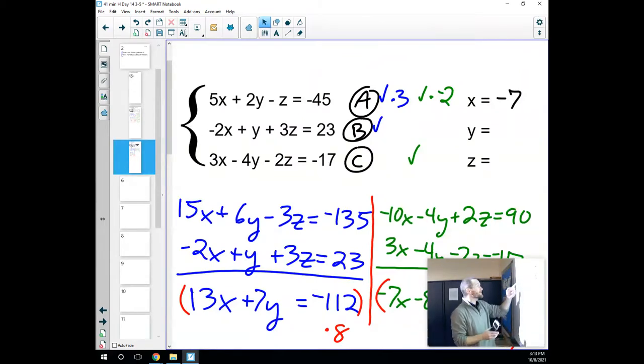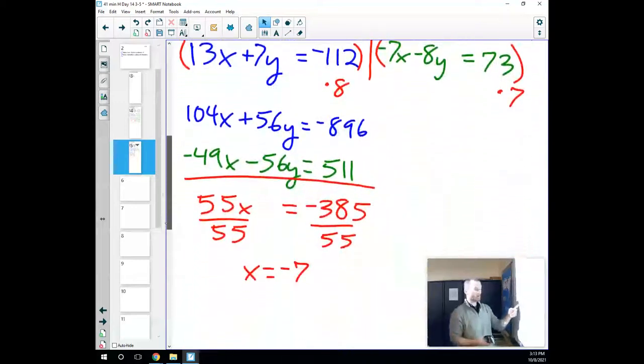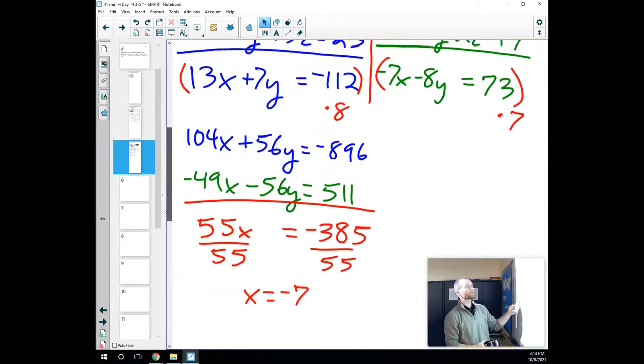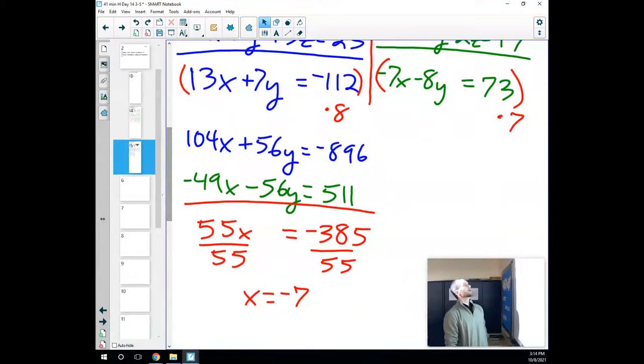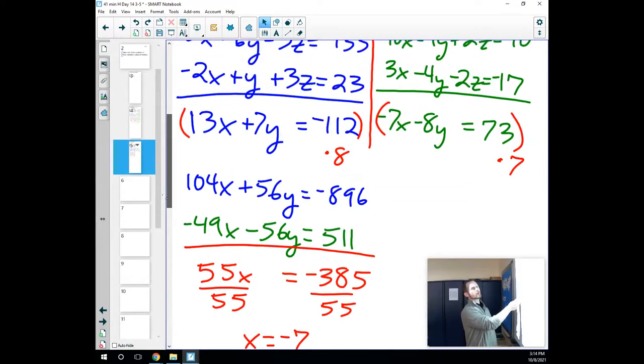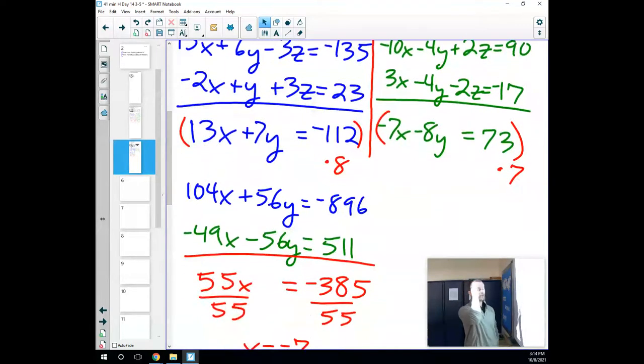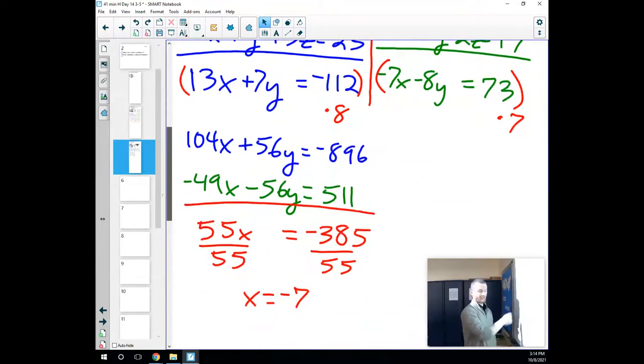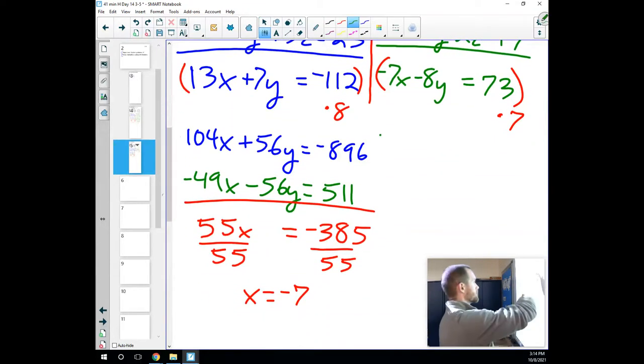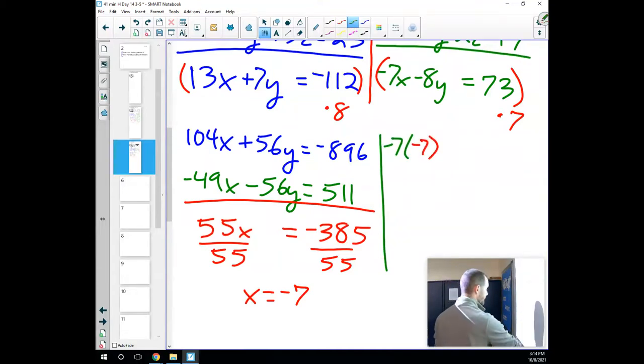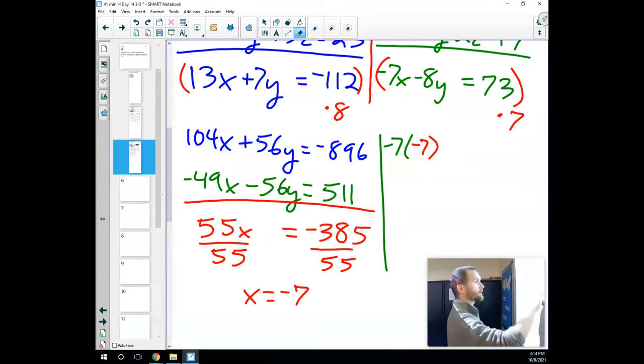Now, from here on out, the steps are pretty much going to be the same, so I'm going to run through them. We just take our x equals negative 7 and plug it into one of our original blue or green, so either the 13x or the negative 7x one. I'm going to use the negative 7x. Let's use the green. So that becomes negative 7 times our x value of negative 7.